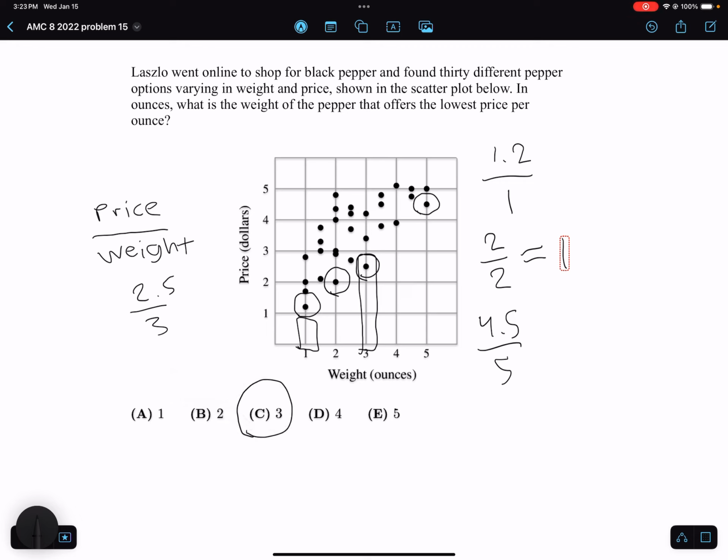There's not really any algebra or serious math there. It's really just logic and knowing that when you have a fraction with a numerator and denominator that are smaller than another fraction with a larger numerator and a larger denominator, then the first one is going to be smaller, like we had with the 2.5 over 3 and the 4.5 over 5. So that's how fractions work, and that's how you can compare them. That's how you would solve a problem like that using logic and the relationship between fractions and their numerators and denominators. That was problem 15 from the 2022 AMC 8.